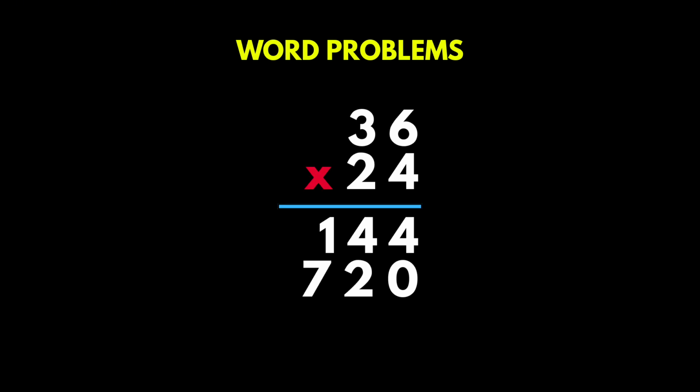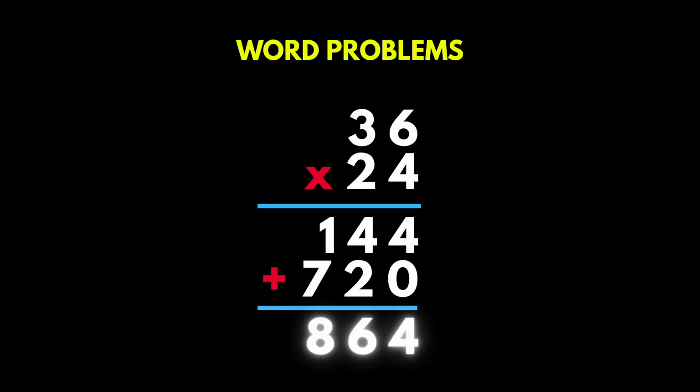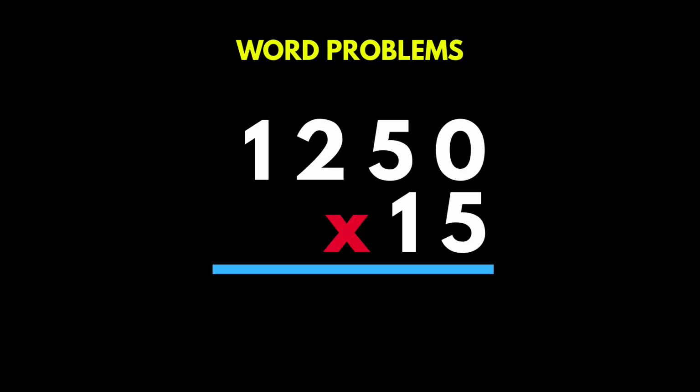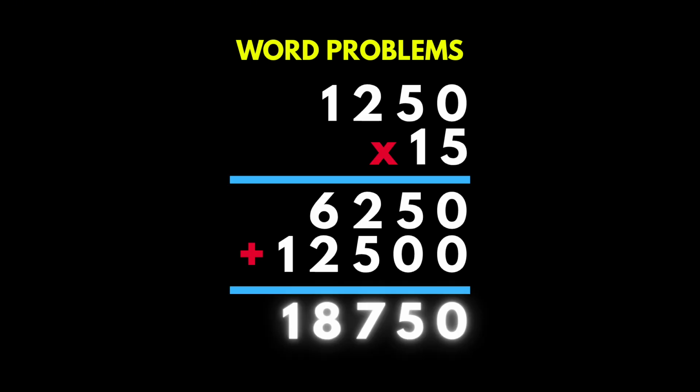36 times 4 is 144. 36 times 20 is 720. Add them together, 864 pencils. Problem 2. A factory produces 1,250 parts per day. How many parts does it produce in 15 days? The word per tells us a rate, and we are scaling that rate over 15 days. 1,250 times 15 is 18,750 parts. Identify the key word, set up the problem, solve it column by column.